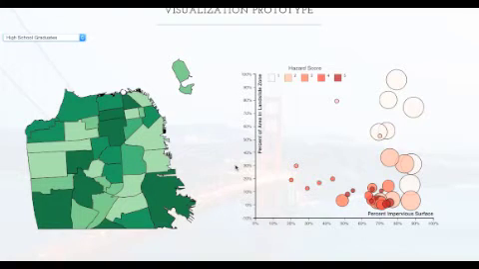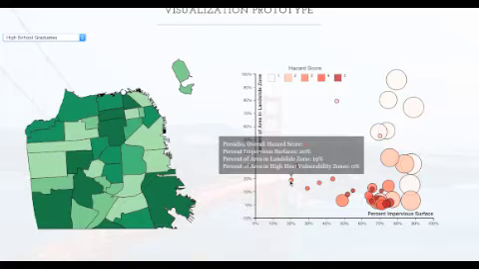For the bubble chart, I've implemented a tooltip that shows the neighborhood for the hovered over bubble, as well as the hazard score, which is in color, and the values for size and X and Y axes.